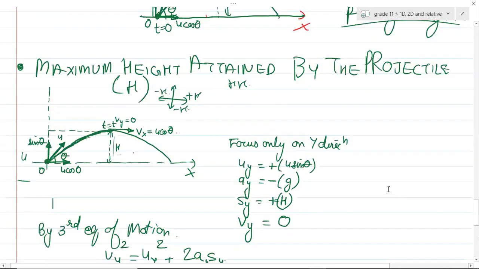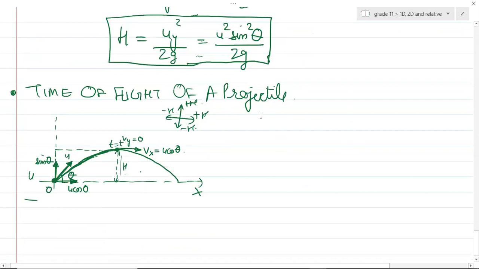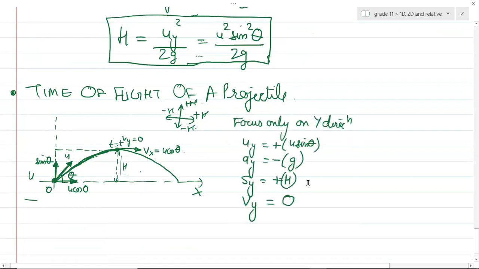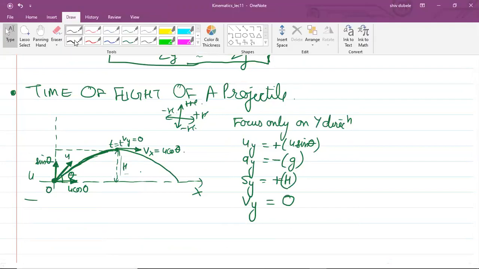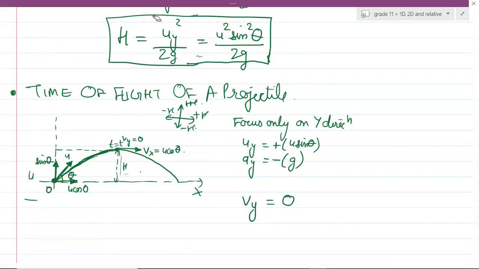Guys, do you remember the time of ascent and time of descent? What is the time of ascent? Time of ascent is basically the time to go up, and time of descent is basically the time to come down, right? Yes or no?